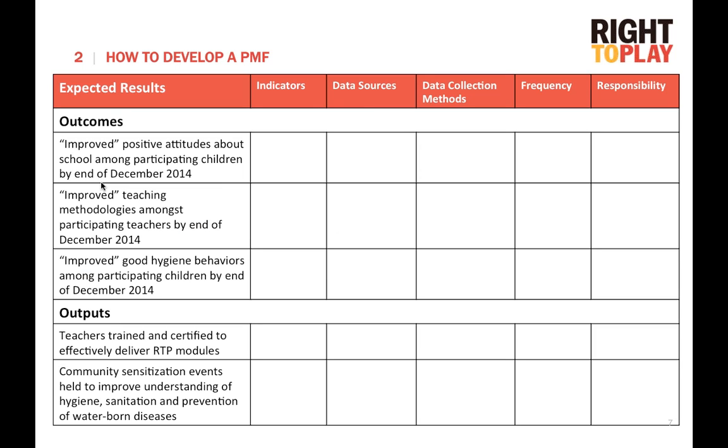And then the next step is taking these outcomes and these outputs and fleshing them out to define your changes so that you can develop your indicators. Probably the easiest part of the PMF is copying and pasting the outcomes and the outputs. It's a much more challenging process to actually go through and develop indicators if you do end up developing them from scratch.